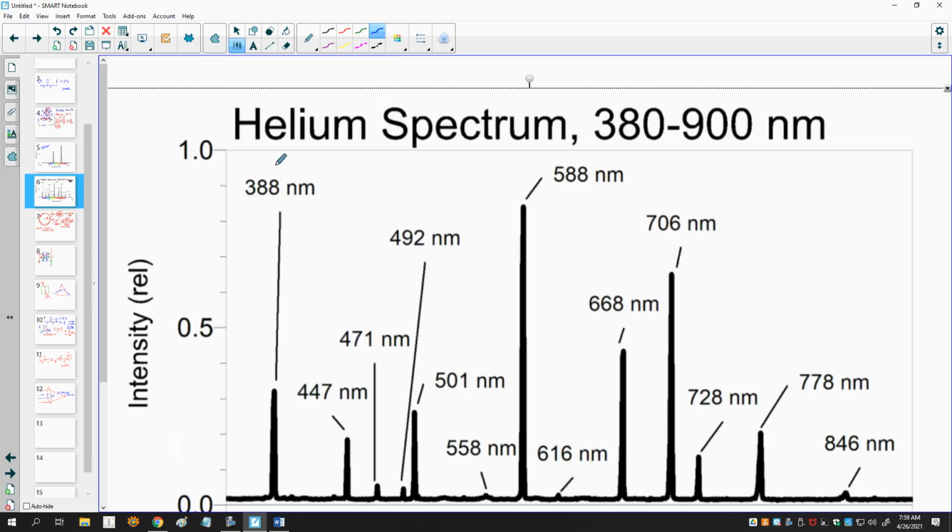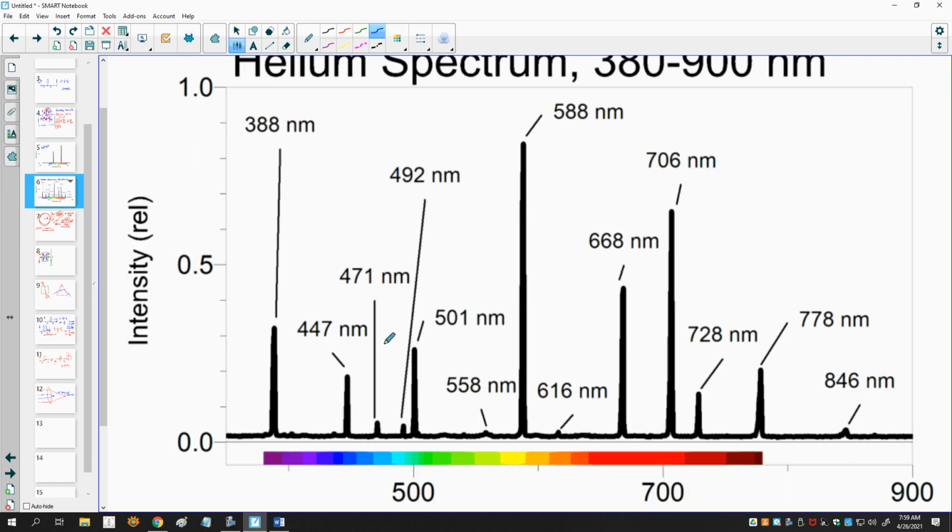The helium spectrum, on the other hand, is much more complicated. So there's two protons, 2 electrons. So you just have a lot more business going on with the helium spectrum, and so it's much more complicated.